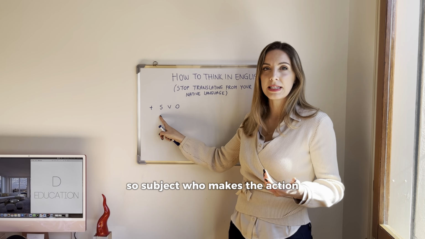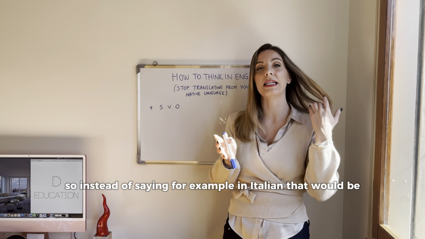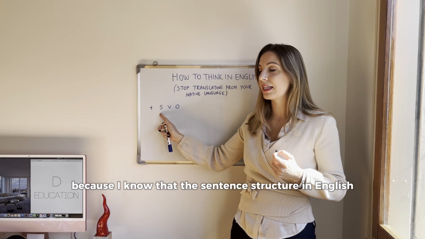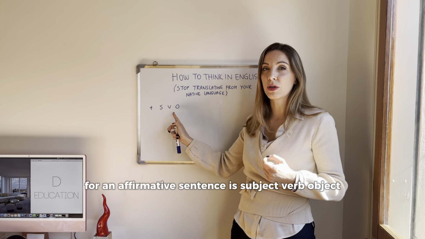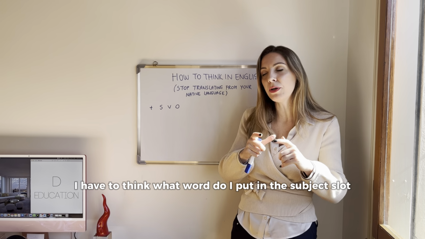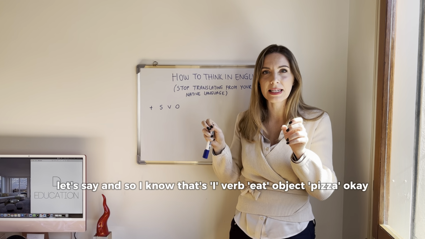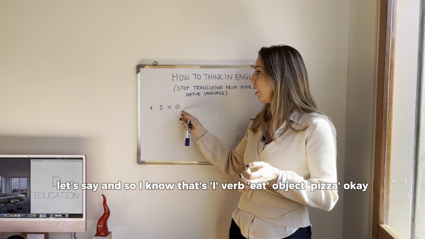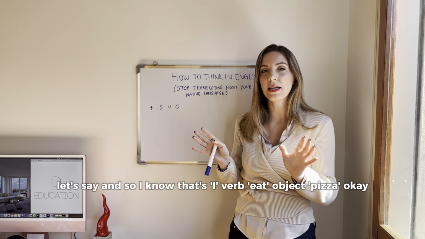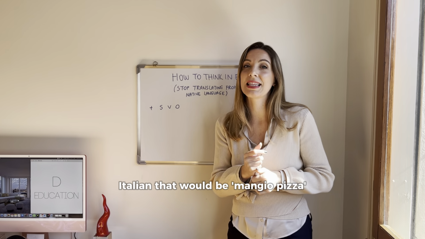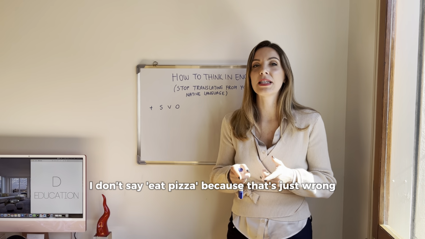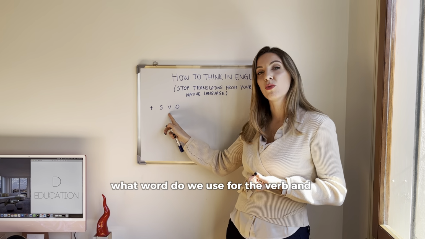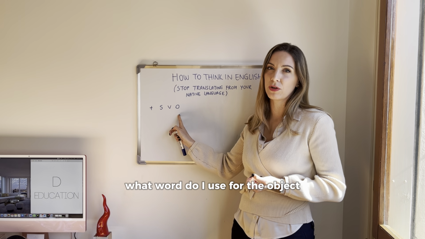So subject, who makes the action? So instead of saying, for example, in Italian, that would be eat pizza, because I know that the sentence structure in English for an affirmative sentence is subject, verb, object, I have to think, what word do I put in the subject slot, let's say? And so I know that that's I. Verb, eat. Object, pizza. Okay? So again, instead of thinking, for example, in Italian, that would be mangio pizza. I don't say eat pizza because that's just wrong. I need to think, what word do I use for the subject? What word do I use for the verb? And what word do I use for the object?